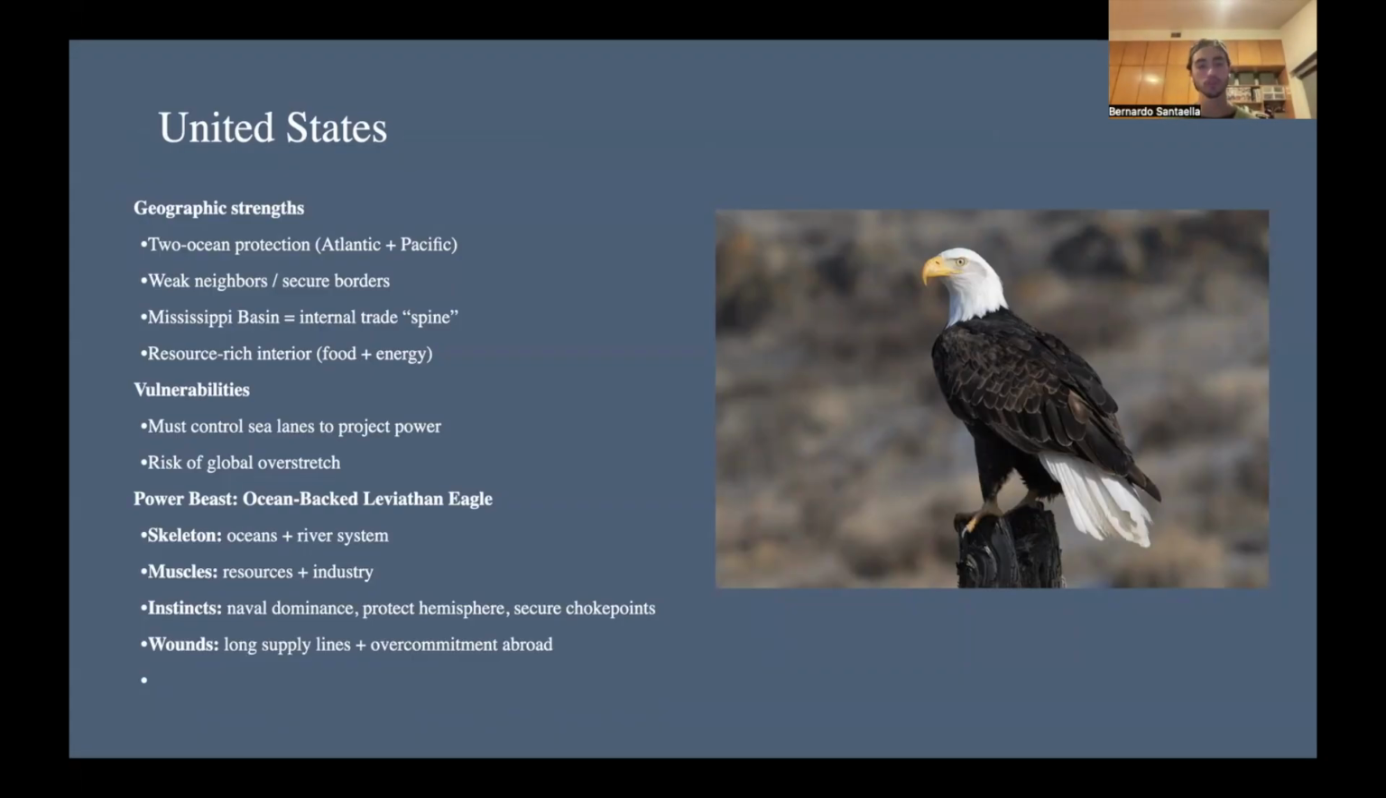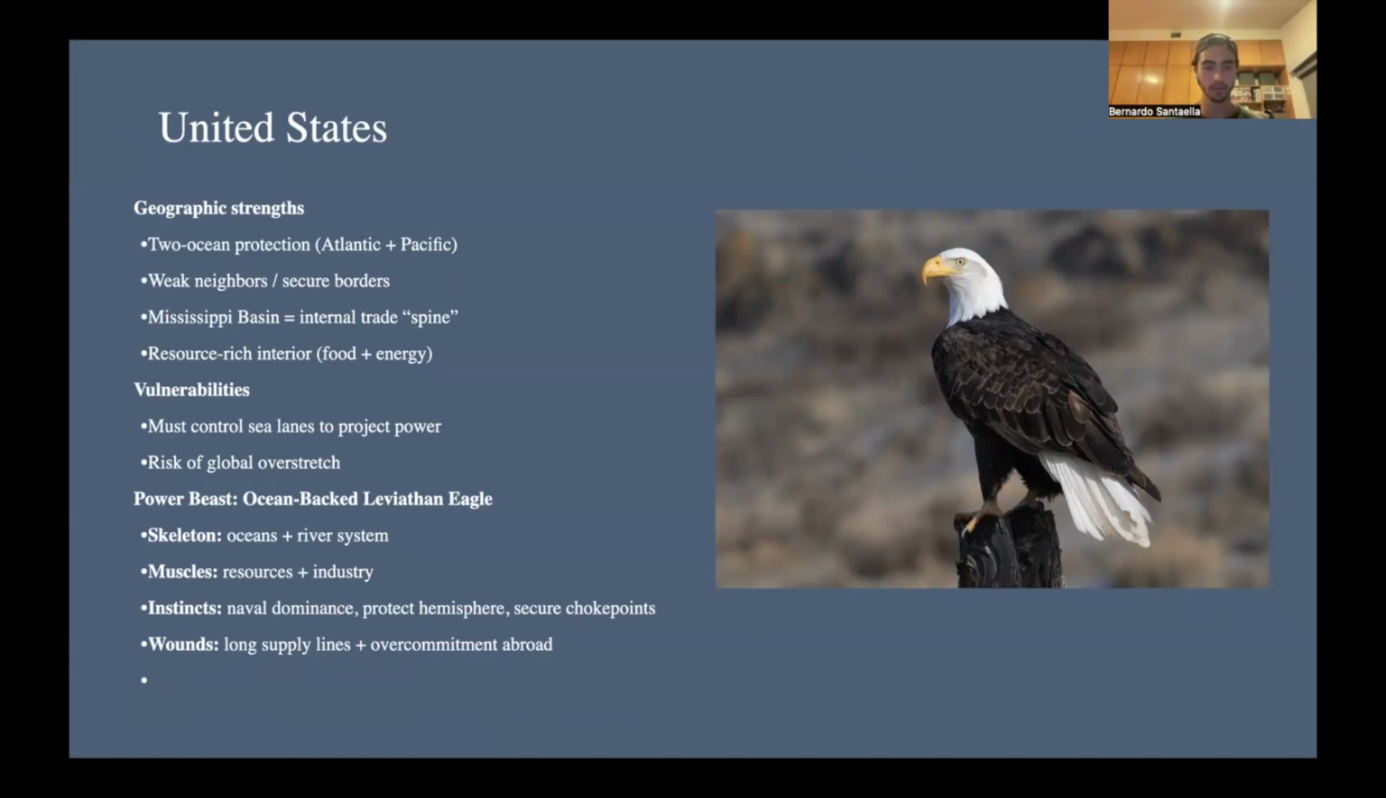The skeleton: two oceans plus huge internal land, plus relatively safe borders, north and south. Strength: oceans make invasion extremely hard, and big internal space and navigable rivers like the Mississippi system make trade and logistics efficient. Strong farmland and varied climates equal stable food and population support. Muscles, resources: a lot of its power comes from having major resources and production inside its own territory, so it's not trapped by a single choke point.